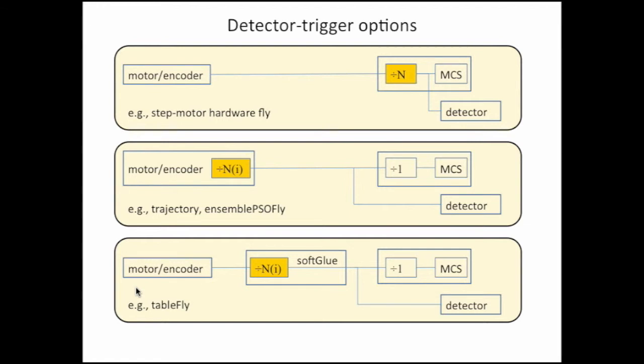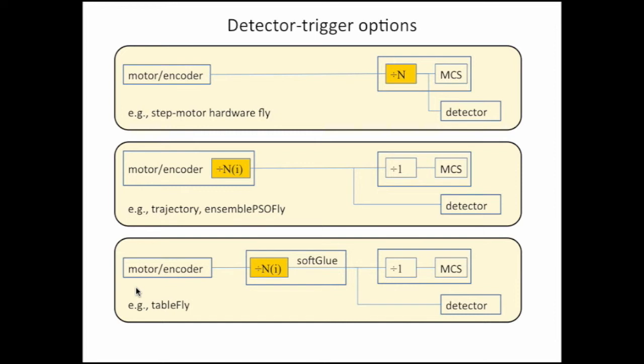So all you really need is a motor or an encoder and a multi-channel scaler, and you could do a fly scan. But the other possibility is, if you want to be able to tell the motor controller at which specific positions you want detector triggers, then you need a variable divide by, a programmable divide by n. And the Ensemble has one of these inside of it, in the controller, and there are commands that allow you to tell it which positions.